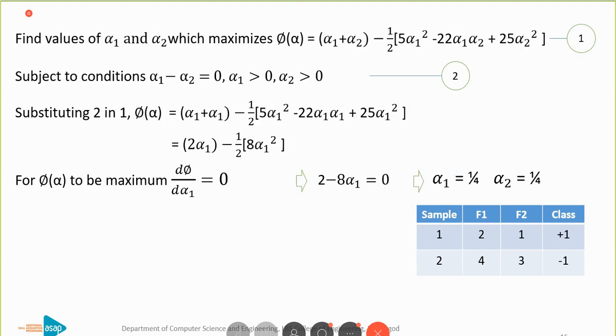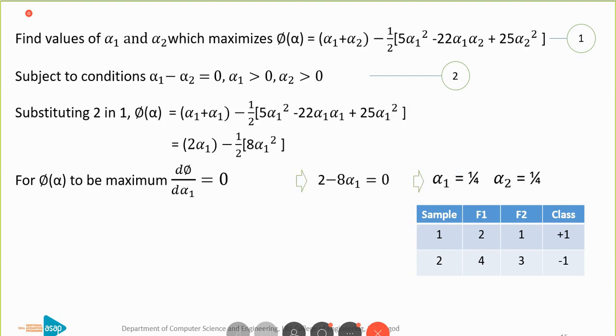You can also take the second derivative, and when you take the second derivative of this, it will be negative. So that means this is the maximum. So this is the maximum value that you have. Now you got the values of alpha 1 and alpha 2 where this function is maximum. Now what is the next step?